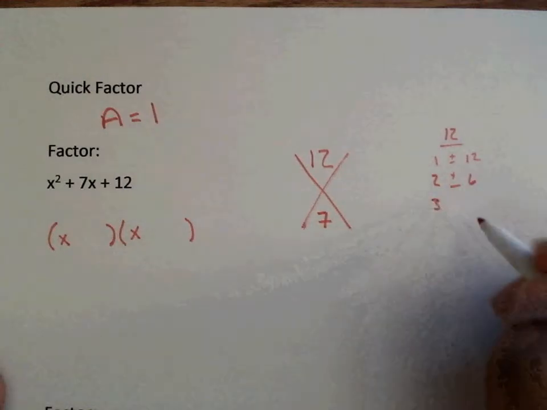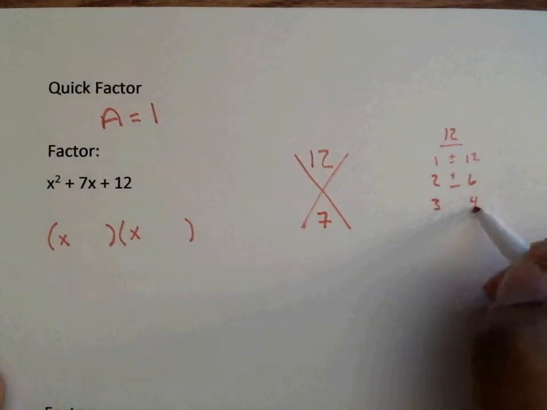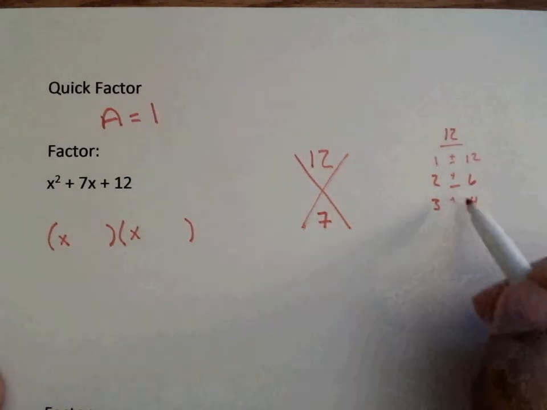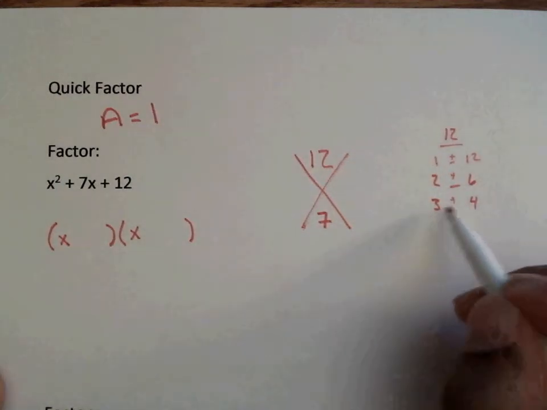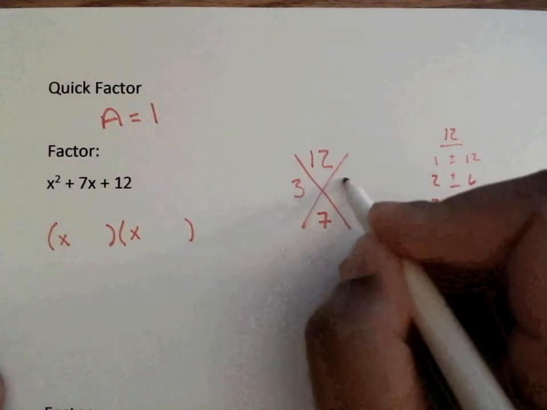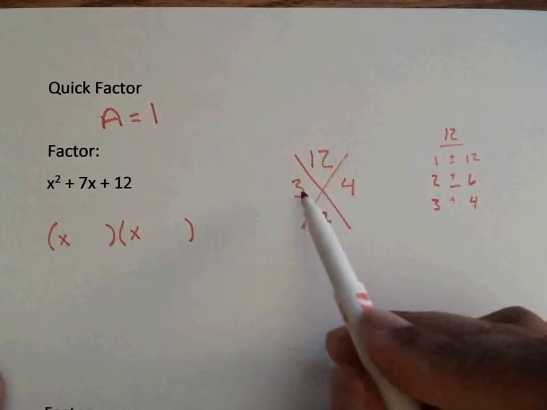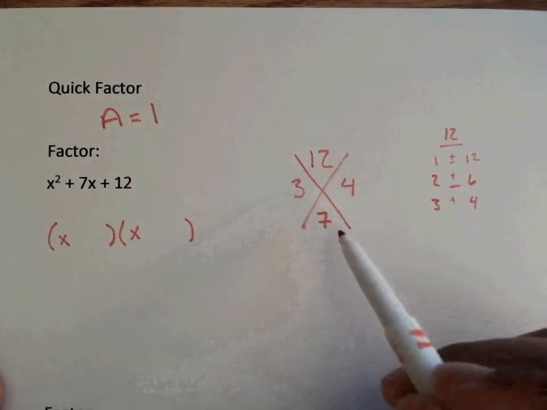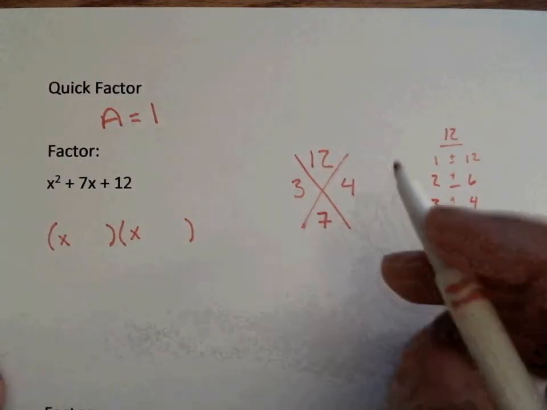So let's try 3, and we know 3 times 4 gives us 12. But we do know 3 plus 4 is 7. So I'm going to write 3 and 4, and it works out perfect. 3 times 4 is 12. 3 plus 4 is 7.